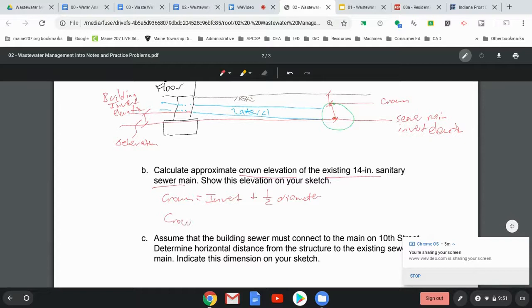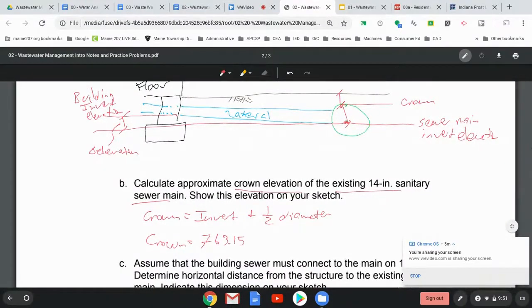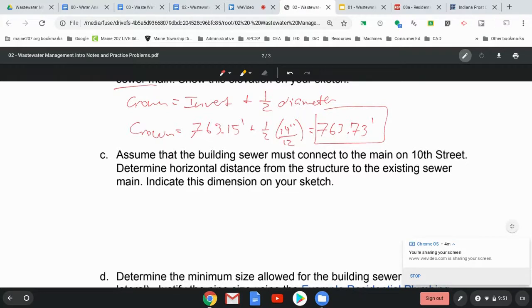So crown is equal to 763, I think it was 0.15. Yep, 0.15. Plus half of 14 inches. Well, you can't add feet and inches, so you got to convert inches to feet. And you would get 763.73 feet. Okay. And that's 763.73 feet. This is 763.15 feet.